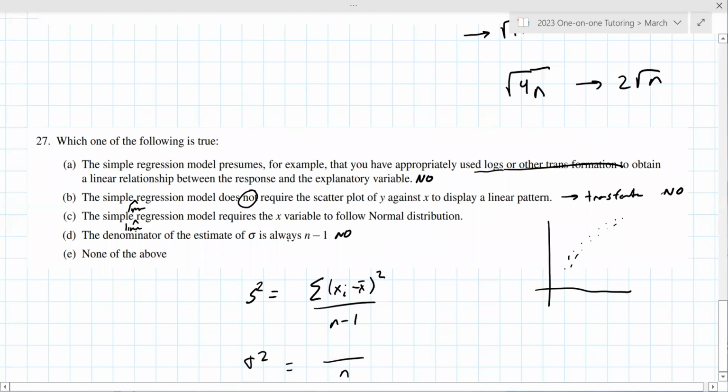S over n. Wait, what's on the top of that though? The same thing. And then your standard error is s divided by the square root of n. Okay, that's where I was going, but that's kind of a different thing here. So yeah, there's no, for a couple of reasons.